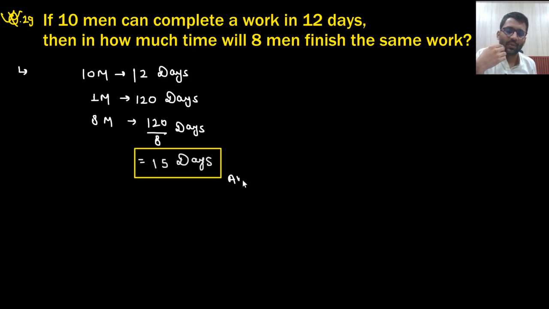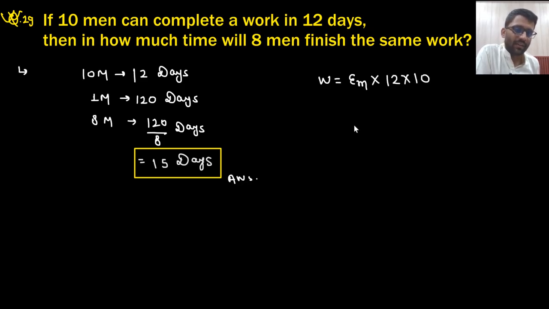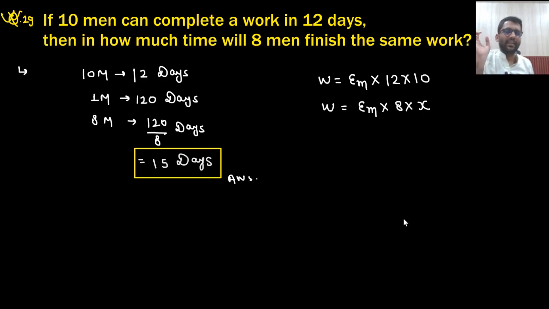Or how you could have done that: work is equal to men working with their own efficiency for 12 days. And how many men are working? 10 men are working. Now the work would be equal to 8 men working with their own efficiency, and how many days will it take? X days. Sorry, X I will write here. So 8 men will work for X days.